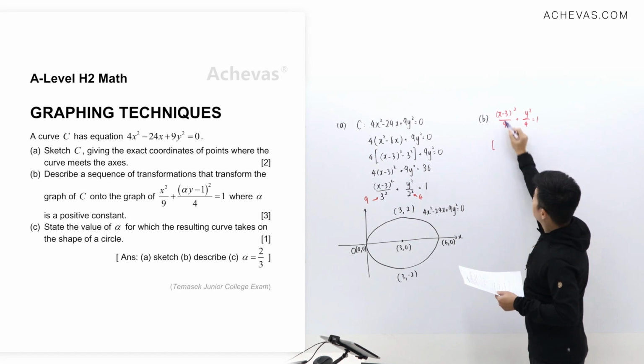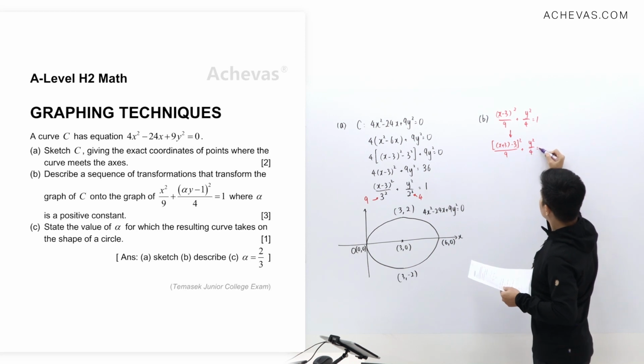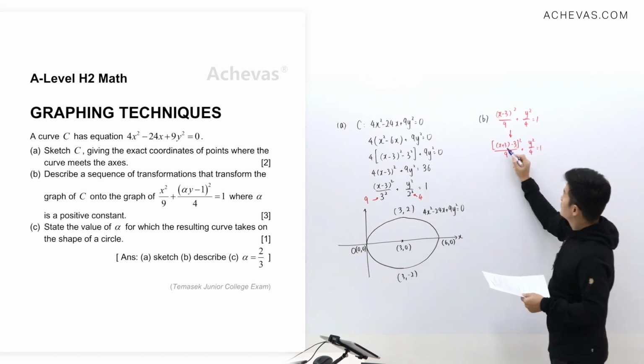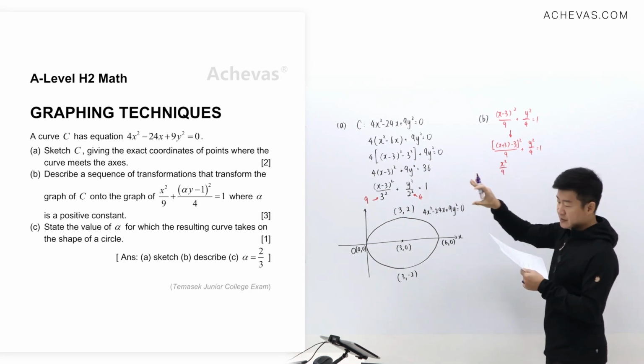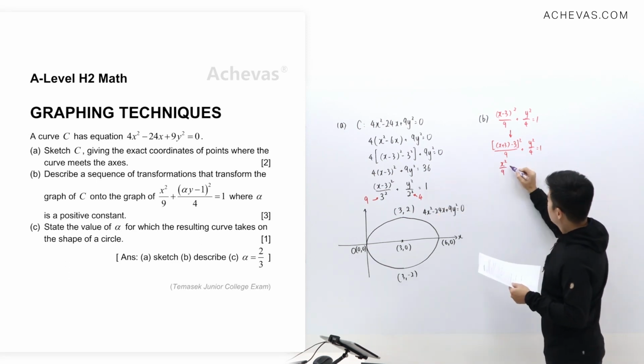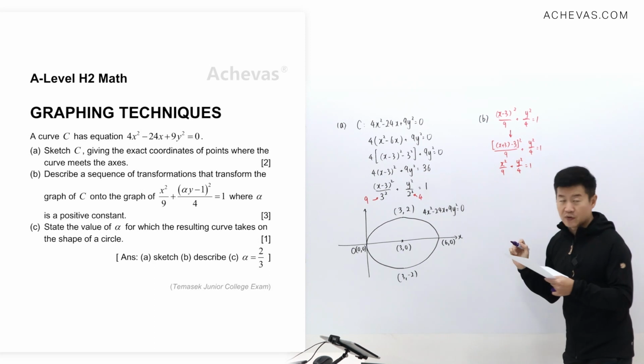Okay, I'm going to try to replace this x here by x plus 3. So this minus 3 squared over 9 plus y squared over 4 is equal to 1. So this will now be x squared over 9, which is the same as what the question is asking me for this part. And this plus y squared over 4 is equal to 1. We need to do some more work for this, okay?